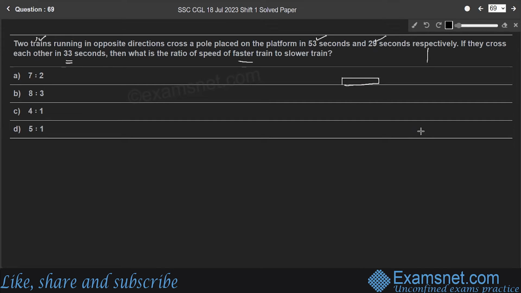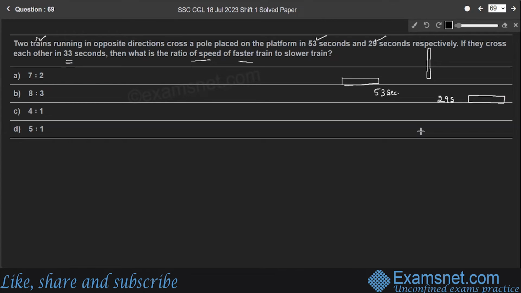Which is crossing a pole. For that, it takes 53 seconds. Another train is moving in the opposite direction, and the time taken by the second train to cross the same pole is 29 seconds here. If they cross each other in 33 seconds, we need to find the ratio of speed of faster train to slower train.